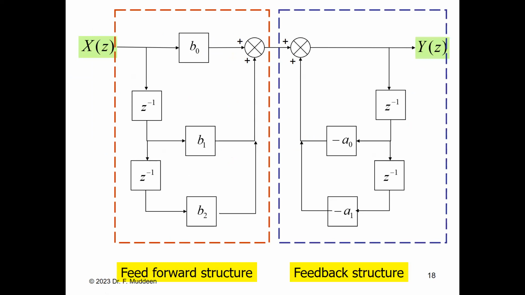In other words, the transfer function as it is has a feed forward structure, which are all the parts associated with X and the B coefficients, or the numerator coefficients, and the feedback structure, which are all the outputs and past outputs, and the A coefficients. In other words, all the denominator coefficients. Fair enough?